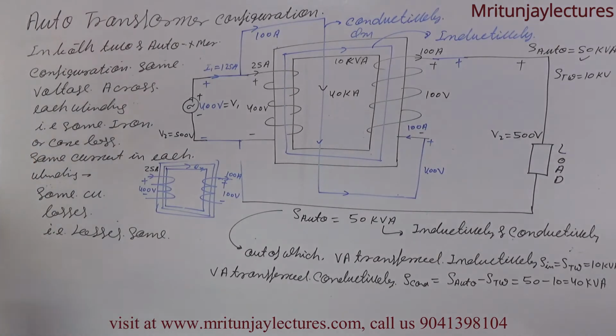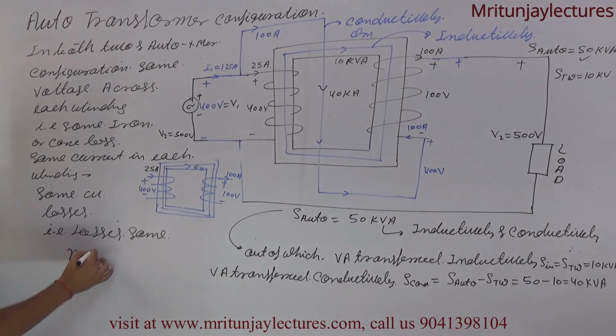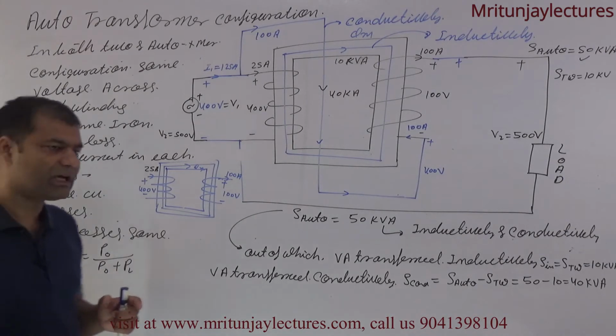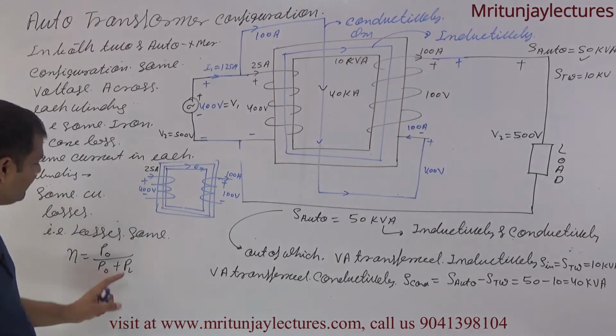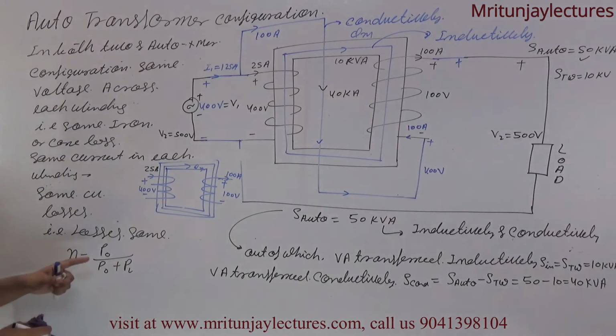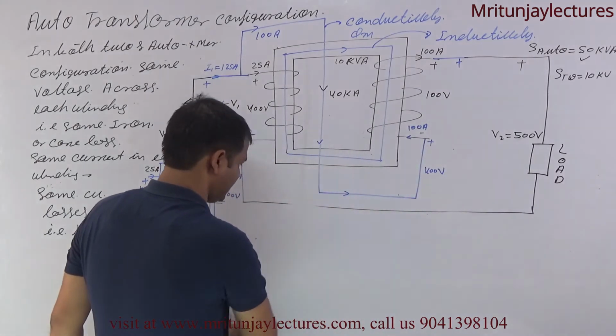So what about efficiency? I know that efficiency is equal to P0 divided by P0 plus losses, that is output power divided by output power plus losses, into 100. Now losses are same in case of the two winding transformer and the auto transformer. But what about output power? It is different.